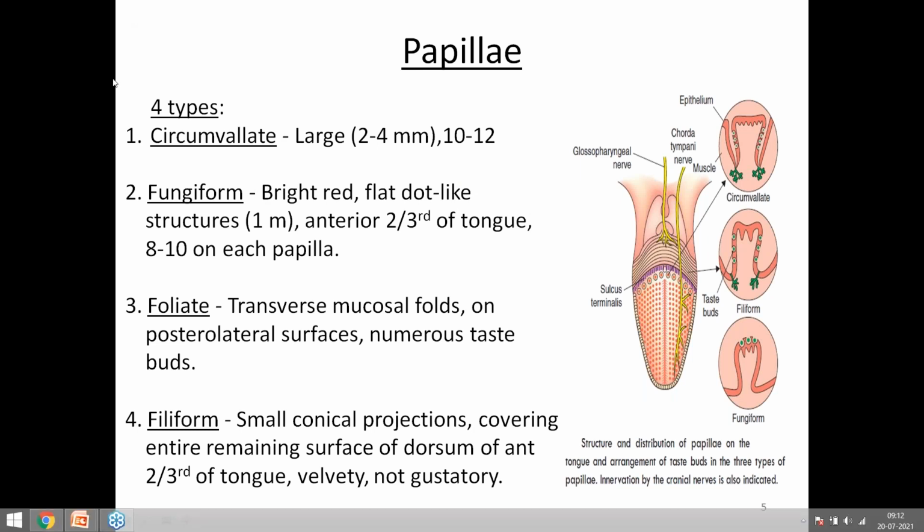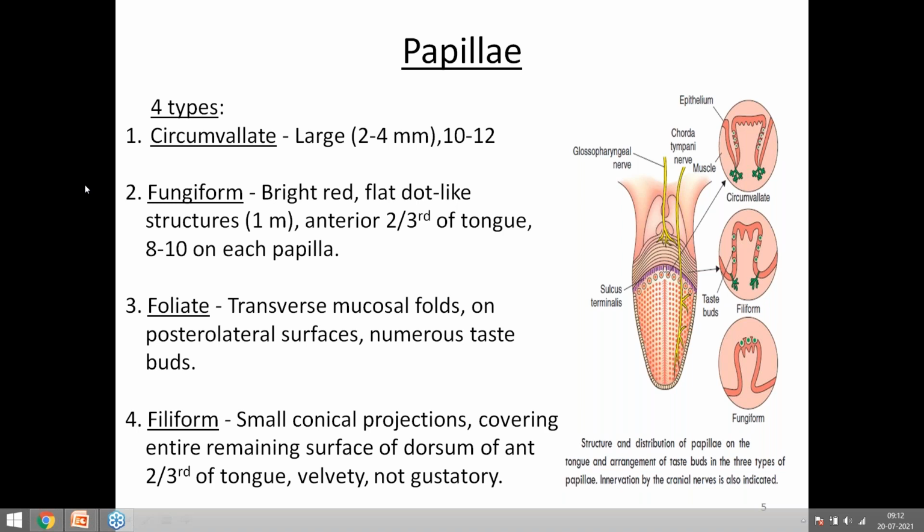Now the types of papillae. So there are four main types: circumvallate, fungiform, foliate, and filiform. So your circumvallate papillae are quite large relative to the others, 2 to 4 mm in diameter. They are around 10 to 12 in number, forming a single row in front of sulcus terminalis.